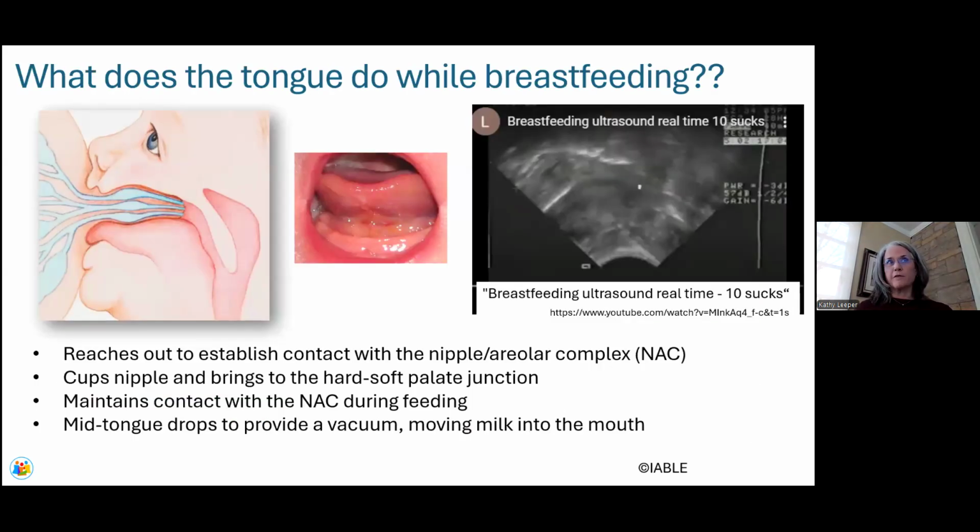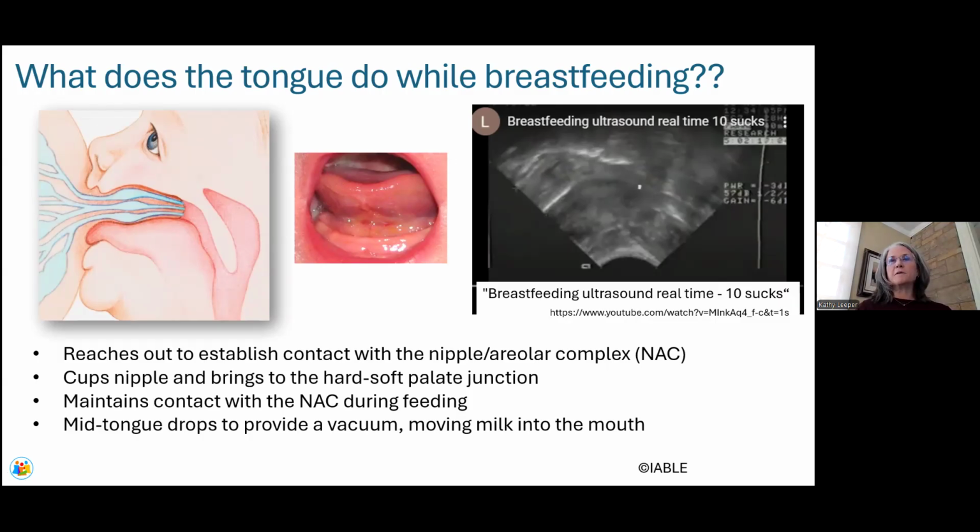So I think you have to start with what is the tongue supposed to be doing while breastfeeding? So if we go to the baby diagram on the left, what the tongue is supposed to do is be able to reach out to grab the nipple areolar complex or some of the breast tissue, not just the nipple, to draw it into the mouth. It needs to be able to cup, like the baby in the center. The edges need to be able to rise to cup around the breast tissue to help hold it in place. And then it maintains this contact throughout the feeding so that the latch stays deep.